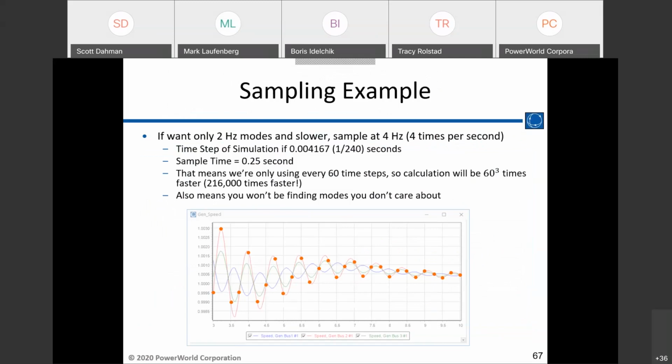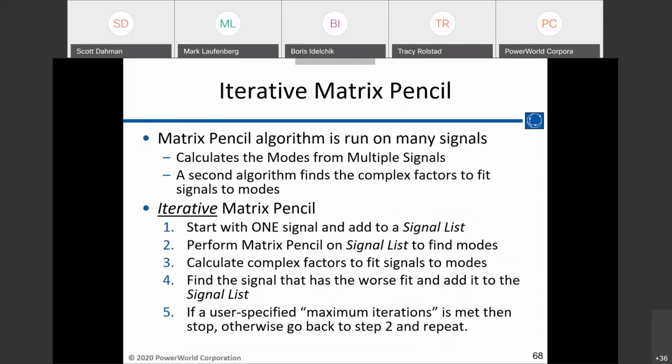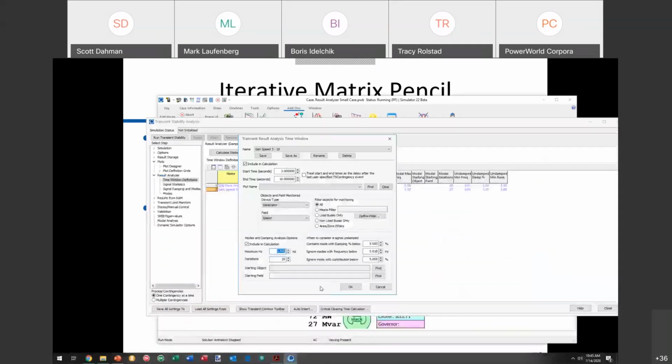Sampling, I already mentioned. Actually, usually when I play with this tool, I tend to use 2 hertz because we're not looking for modes that are faster than that in this tool usually. And setting it lower is going to make the calculation faster.